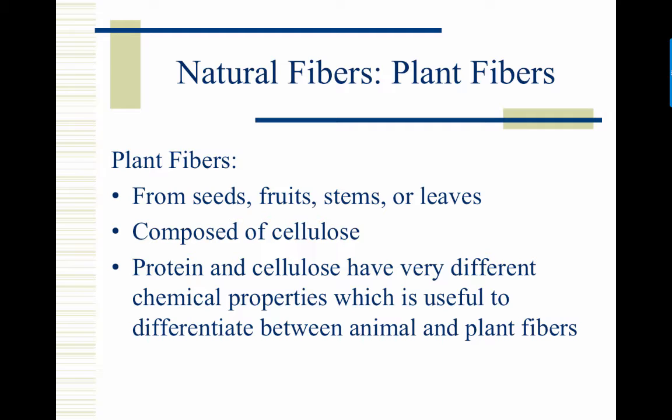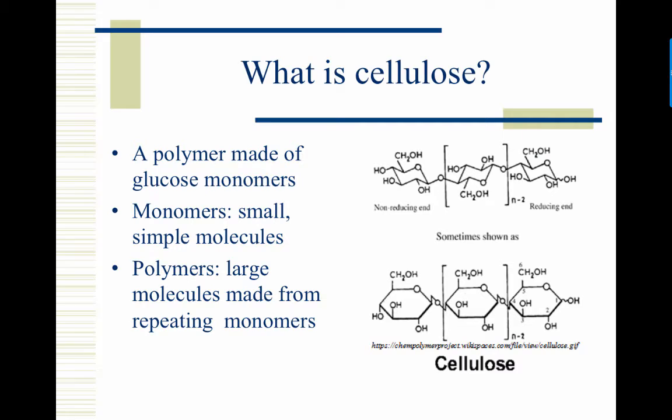So let's look at plant fibers. Plant fibers are grouped from the part of the plant from which they come. Seeds, fruits, stems, and leaves all produce fibers. Plant fibers vary greatly in their physical characteristics. Some are very thick and stiff, while some are very smooth, fine, and flexible. What all plant fibers have in common, however, is that they are made of cellulose. Protein and cellulose have very different chemical properties. This is useful to forensic scientists because they can use chemical tests to distinguish between animal and plant fibers.